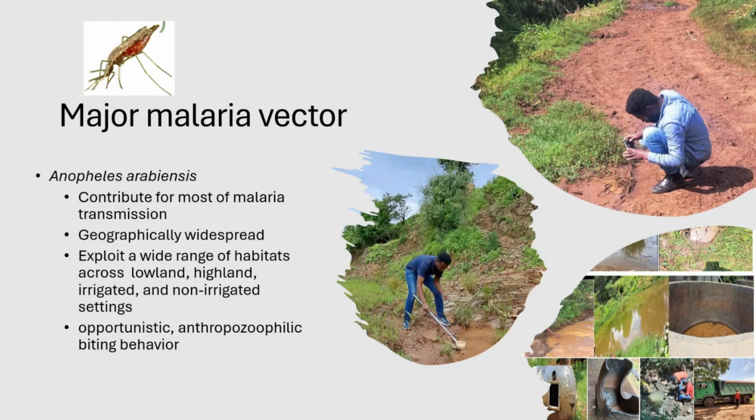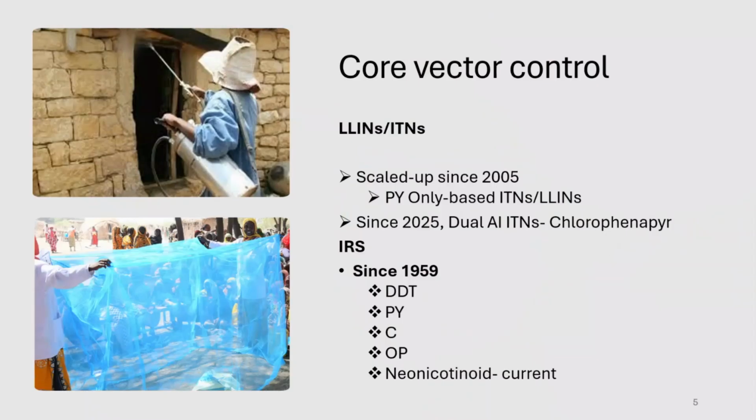Like other sub-Saharan countries, Ethiopia also uses primary vector control tools which depend on insecticide, that is, long-lasting insecticidal nets and indoor residual spraying. Long-lasting insecticidal nets have been used for a decade, and pyrethroid-only nets were scaled up since 2005, and since 2025, dual AI nets are being introduced to the country.